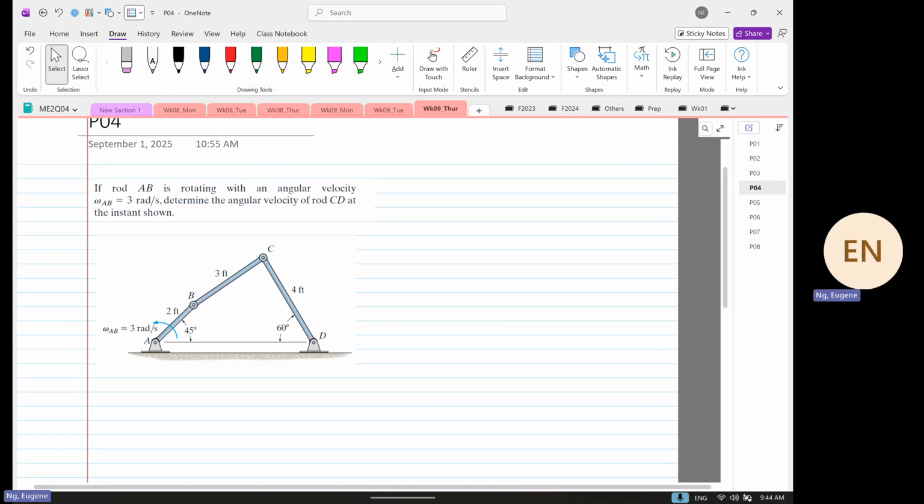If the rod AB is rotating with an angular velocity of omega AB, determine the angular velocity of the rod CD at the instant shown. Okay. This is a three-link member.